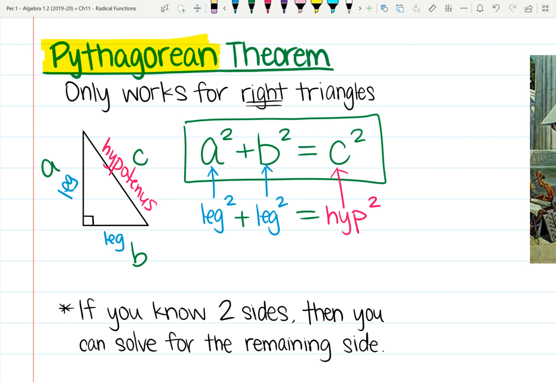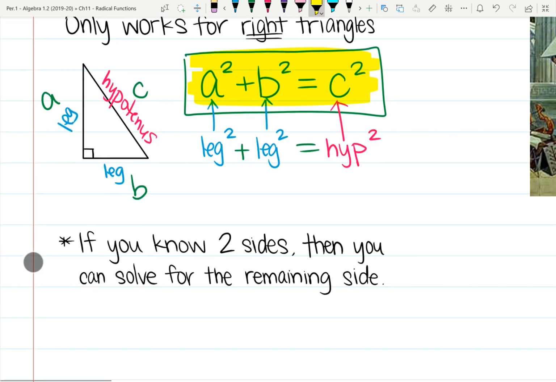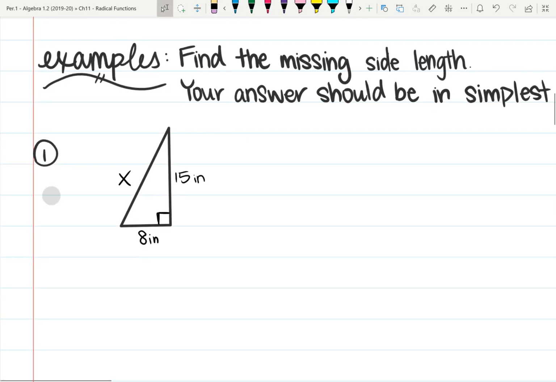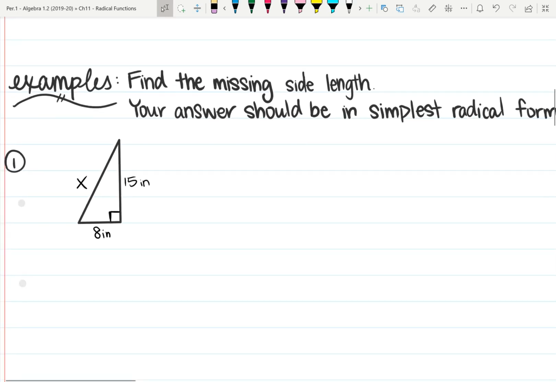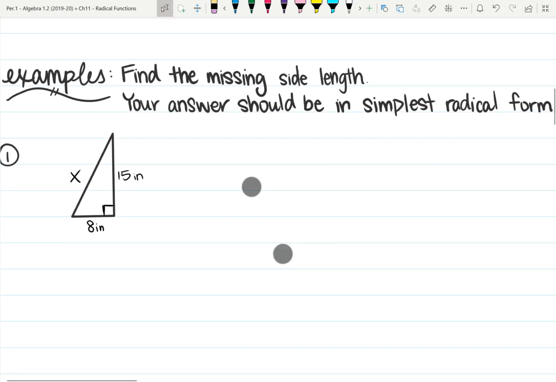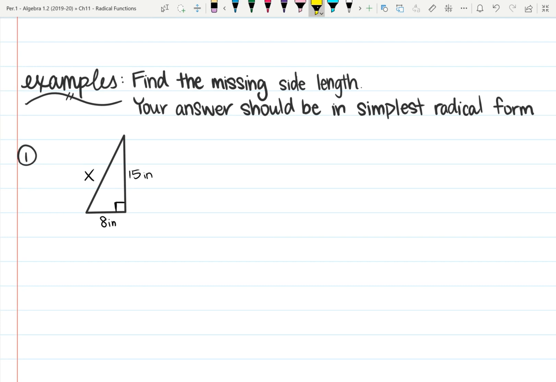Okay, so this equation, a squared plus b squared equals c squared, that's the big key concept for today. And we're going to talk about how we use it. So, first example. Let me zoom out here so you can see the entire direction. We're going to find the missing side length. Our answer should be in simplest radical form, and we'll talk about what that means as we go, okay?